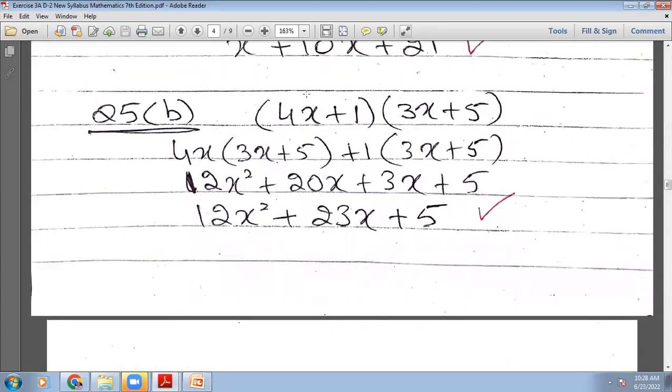Here, the first member 4x will multiply with the second bracket, then plus 1 will multiply with the second bracket. So you will have 4x multiplied by 3x, that will be 12x squared. 4x multiplied with plus 5 will be 20x. Plus 1 multiplied with the 3x will be 3x. Plus 1 multiplied with the 5 will be 5. So 12x squared, there's no like term like this. Okay, so 20x plus 3x will be 23x, and plus 5. So this is how you will do this question. That's question number 5.